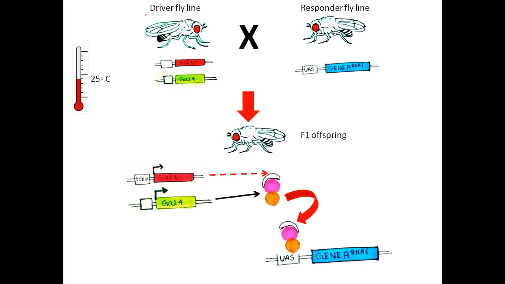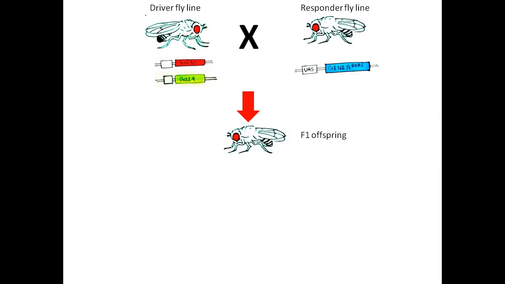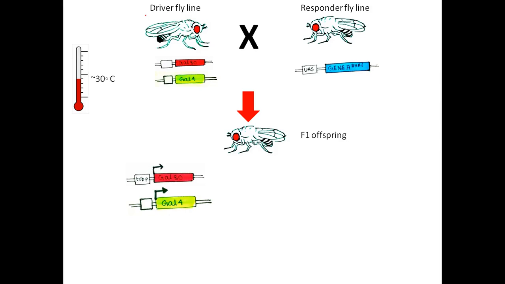Then how is Gal80 giving us a temporal control? If we see in the next slide, now we are maintaining the cross at 30 degrees centigrade, at a higher temperature. So what would happen at higher temperature?